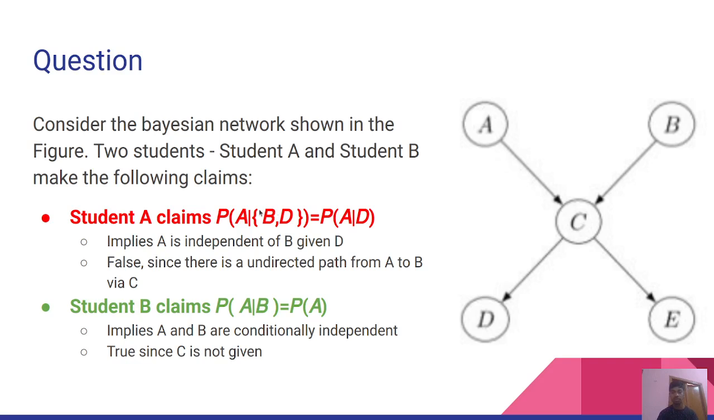So for some other graph, if this relation is there, does it imply that A is independent of B given D, and will that be valid for other graphs also? Yes, it holds for every other type of graph. If it is written as P of A given B and D is equal to P of A given D, it implies A is independent of B given D, and will always be valid. Okay, sir.